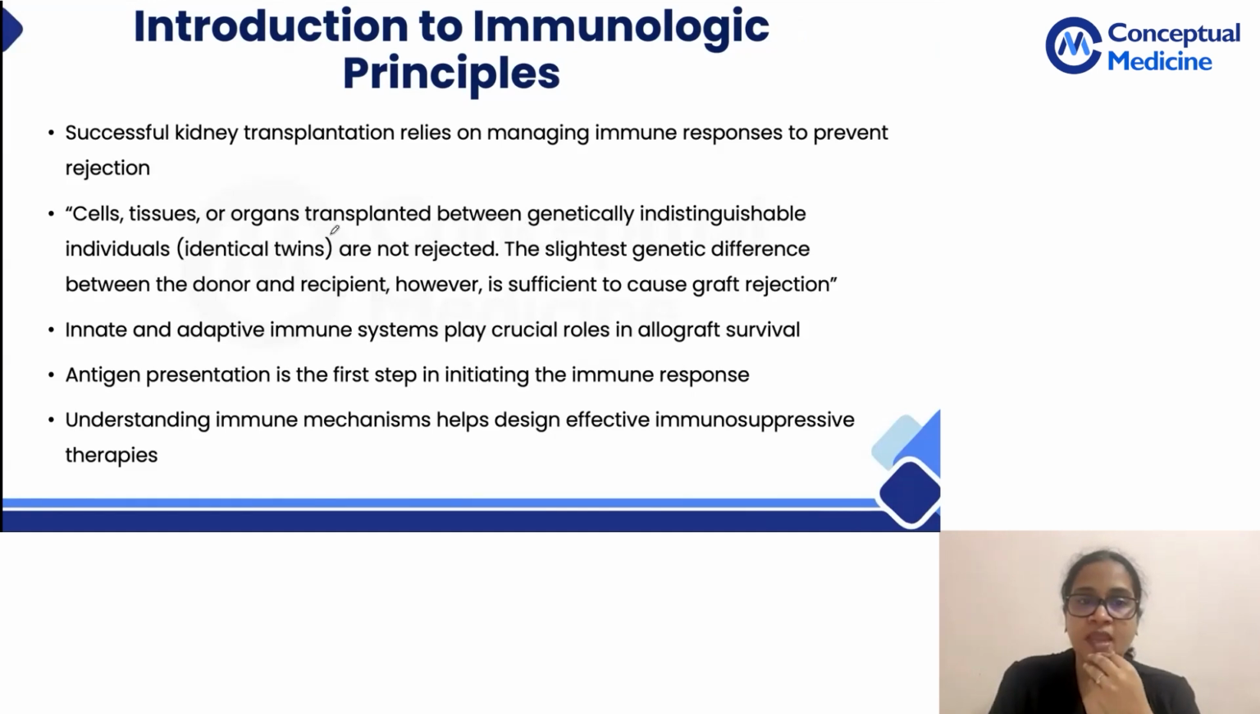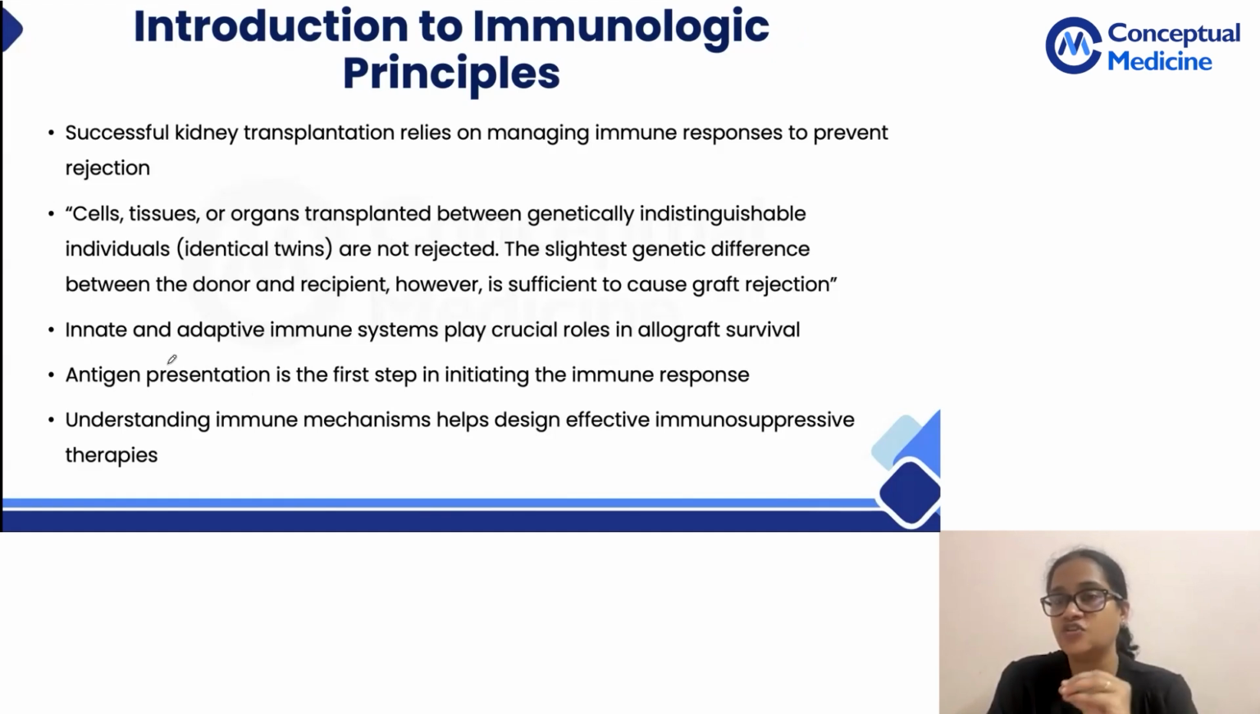Okay. And in all of these rejections, both the innate and adaptive immune systems, both the innate immunity, like your natural killer cells, your macrophages and all that, and your adaptive immune system, like your T cell, B cell responses, everything plays a crucial role in this allograft survival. And in this, as in all infections and all inflammatory responses, the antigen presentation is going to be the first step.